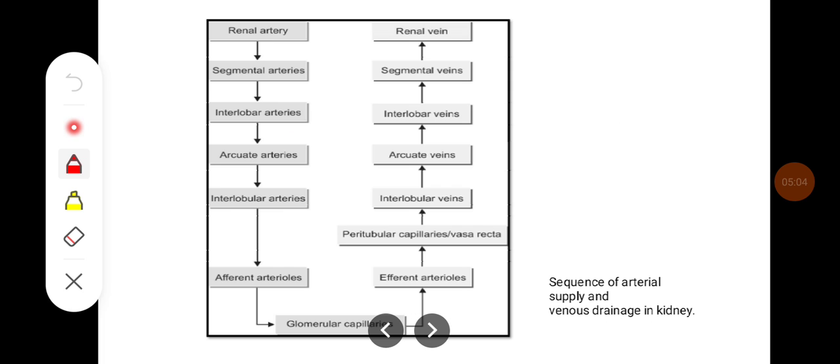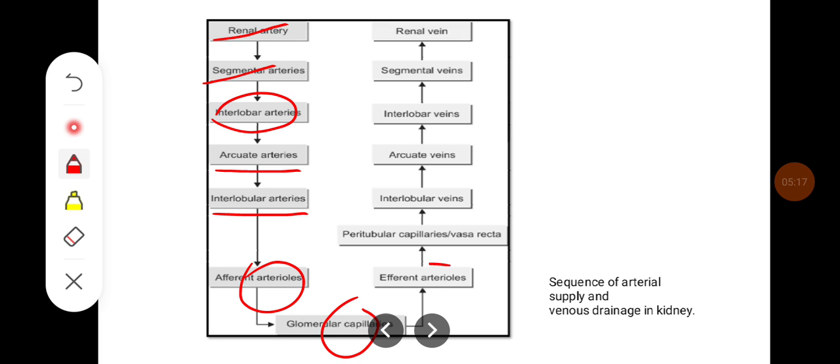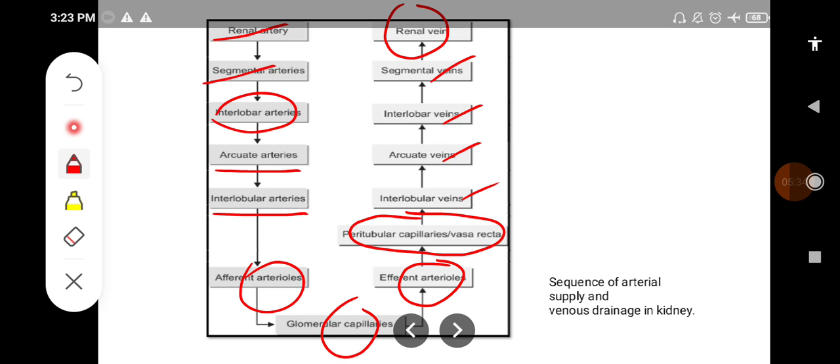You can see the renal artery gives the segmental arteries, then they form interlobar arteries, then arcuate arteries, then the interlobular arteries, afferent arterioles form the glomerular capillaries, which are going to form efferent arterioles. They are going to form peritubular capillaries or vasa recta. Then these are going to drain into the interlobular veins, arcuate veins, interlobar veins, segmental veins. Then they're going to form renal vein.